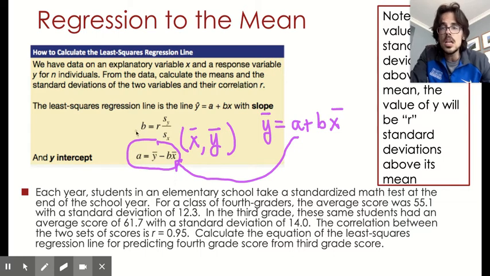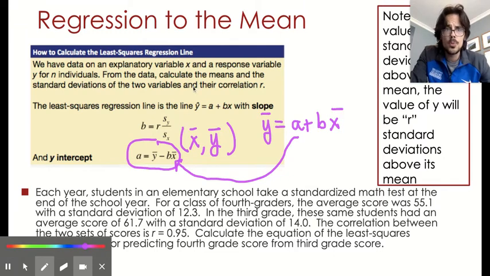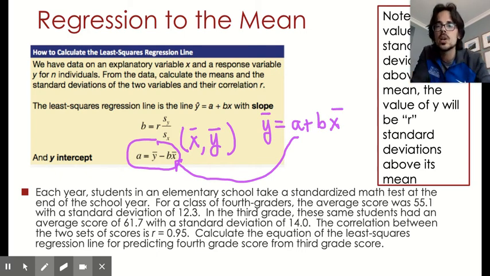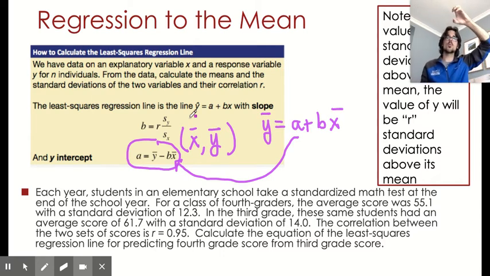Okay? The b part right here is for your slope. And to find slope, think about slope in general. It's delta y over delta x, change in y over change in x. If you ignore the r part for a second, s of y is the standard deviation of your y coordinates.